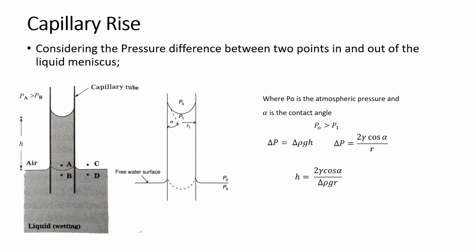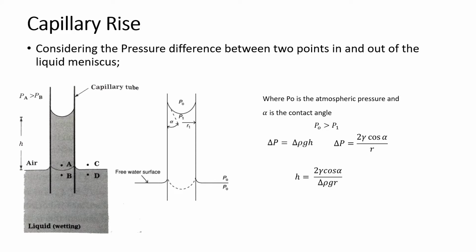The shape of the meniscus cannot be said to be spherical if the radius of the capillary tube is large, but if the capillary tube is sufficiently small, you can assume the meniscus to be spherical. And we can obtain two equations for the pressure difference between the meniscus and the outside pressure. First equation is delta P equals delta rho g h.